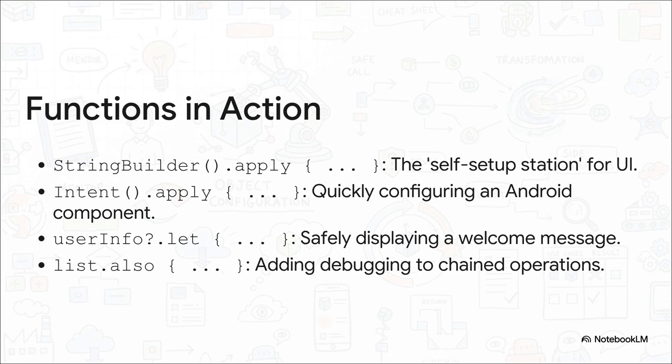And this slide just shows how practical this stuff is. Using apply on a string builder or an Android intent, that's our self-setup station from the factory. You can configure it all in one go. Using let on some user info that might be null, that's the perfect way to safely show a welcome message without risking a crash. And chaining an also in there lets you peek inside a long chain of operations to print out the state of a list for debugging, all without breaking the flow.